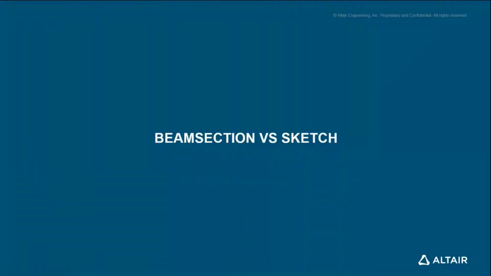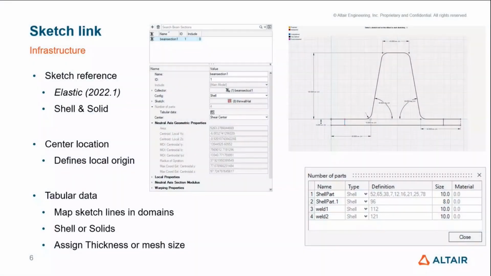But before I dive into the functionality itself, it was to review the infrastructure updates that we made. So first, we have introduced a link between a sketch entity, so the inspired sketch that can be read inside HyperWorks. That same sketch could be used to define BIM section. So it was already possible in last version, again, 2022.1, to generate an elastic section out of the sketch. But that one was limited only to a closed loop sketch. And shell and solid was not referenced by a sketch, which is now possible.